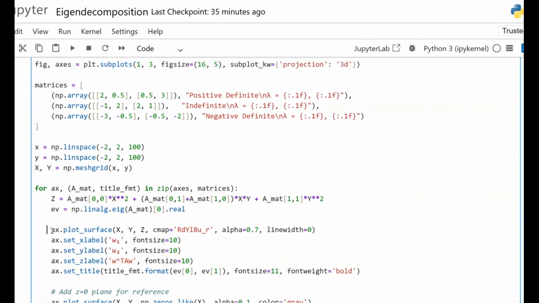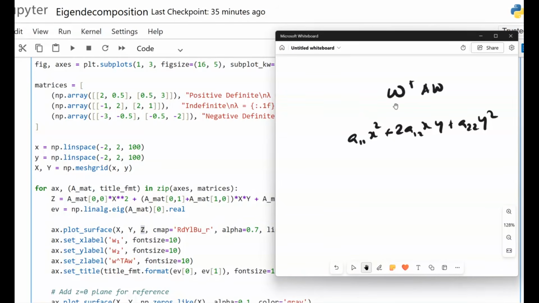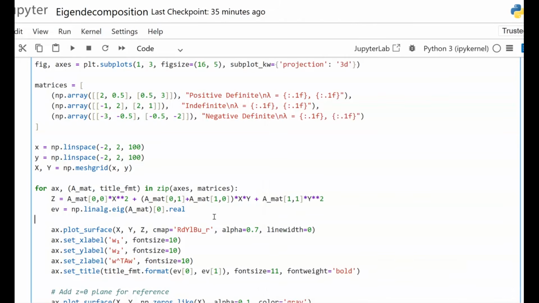And kindly observe, dear friends, this exact line, yes, is for surface plotting. So here the height Z represents the exact equation of W transpose multiplied by A multiplied by W. Here the color map enhances curvature visualization. And here we are going to have the eigenvalues in the title, so it displays the eigenvalues for each matrix. These directly determine the surface shape. And here it references the exact plane, that is Z equal to 0, which provides a baseline to compare the sign of W transpose multiplied by A multiplied by W.